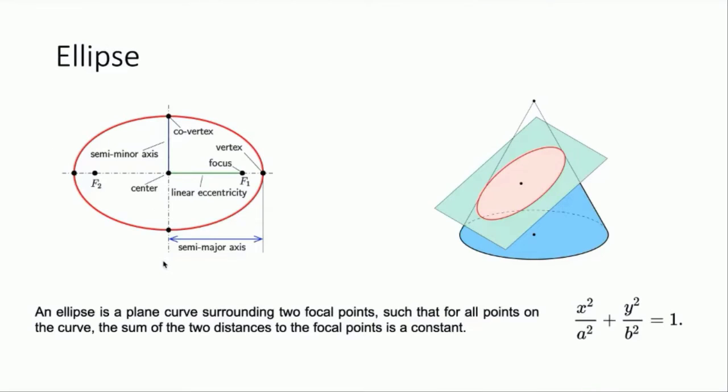An ellipse can be defined as a plane curve surrounding two focal points, such that for all points on the curve, the sum of the two distances to the focal points is a constant. As we know, when I cut the plane through two generators, we get an ellipse.